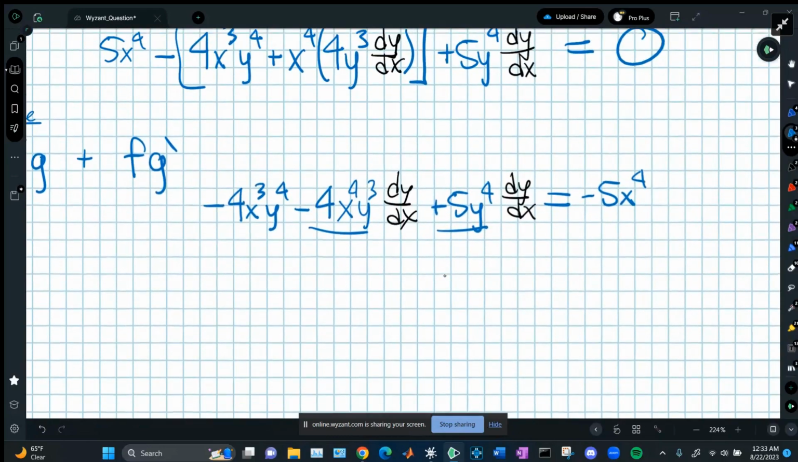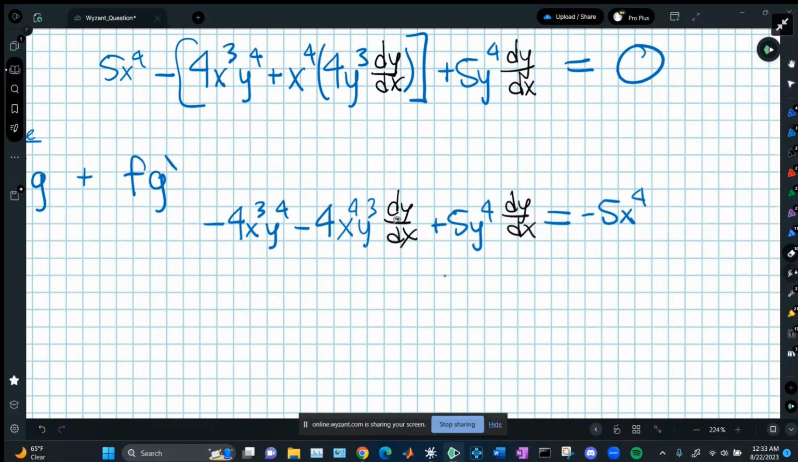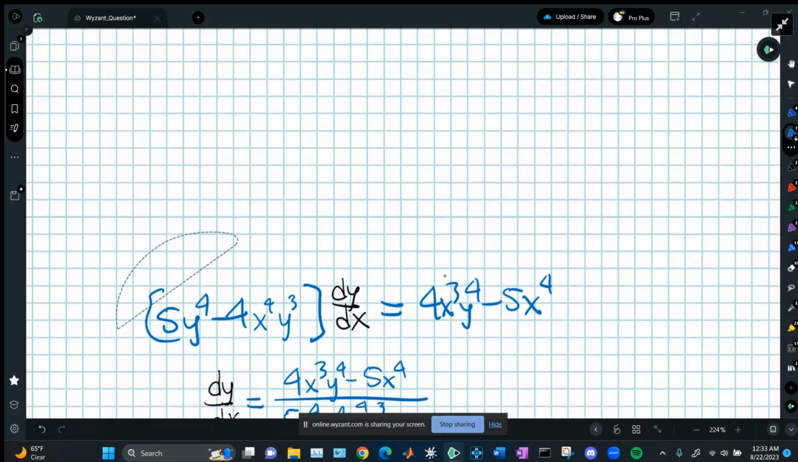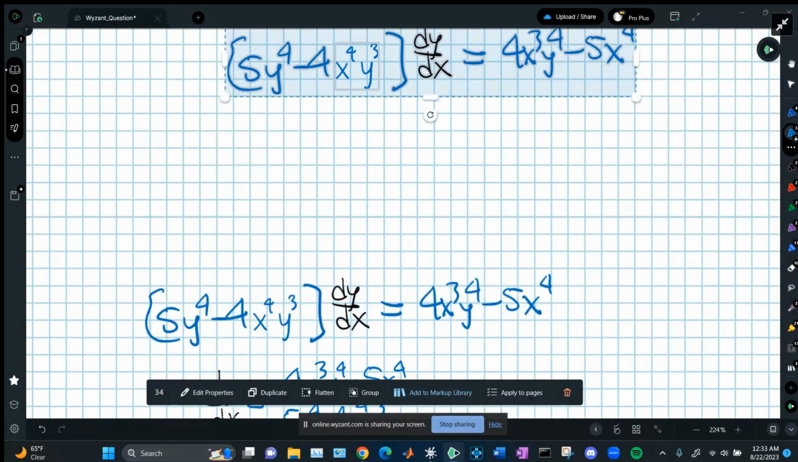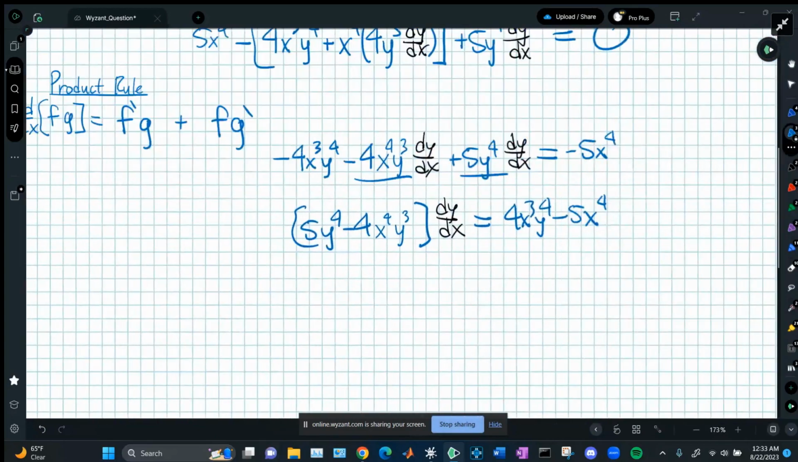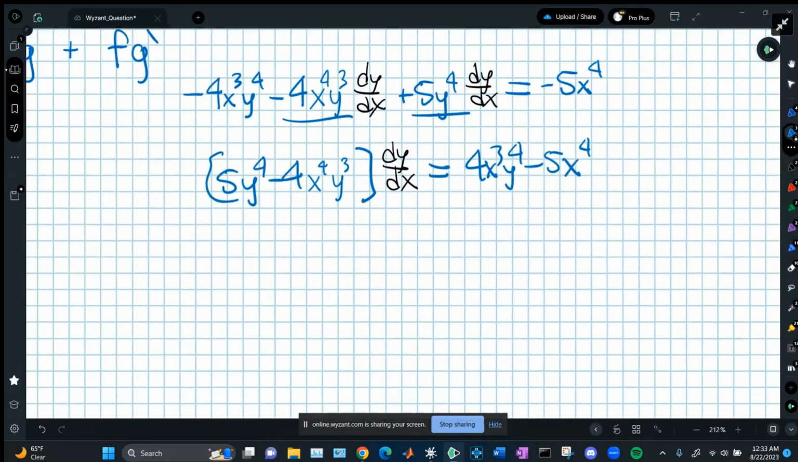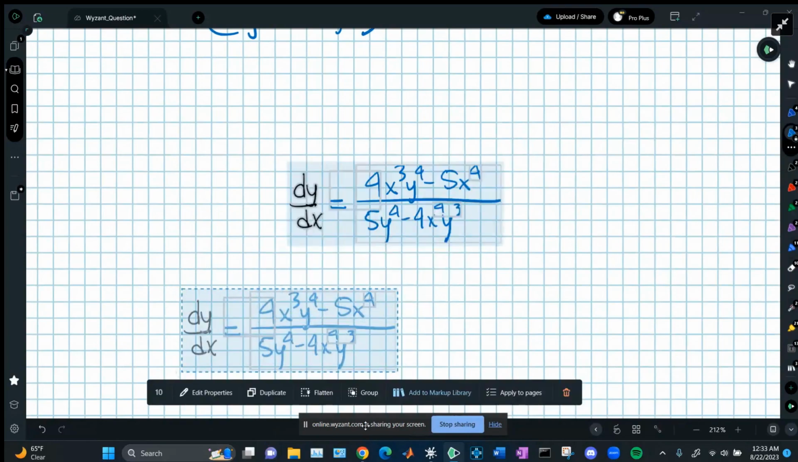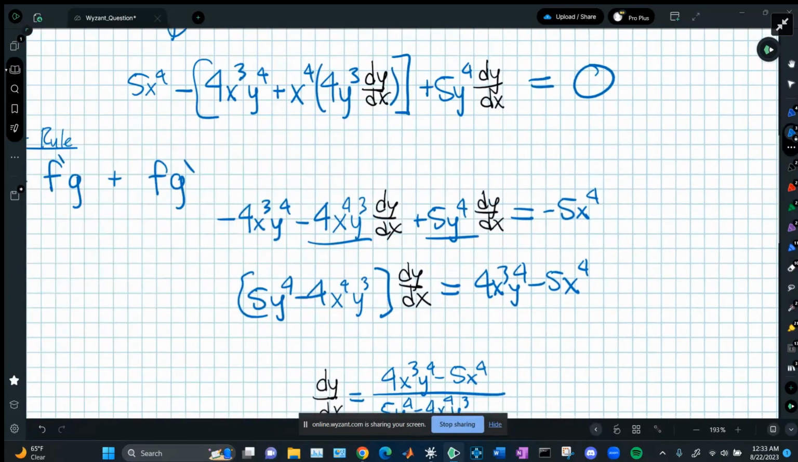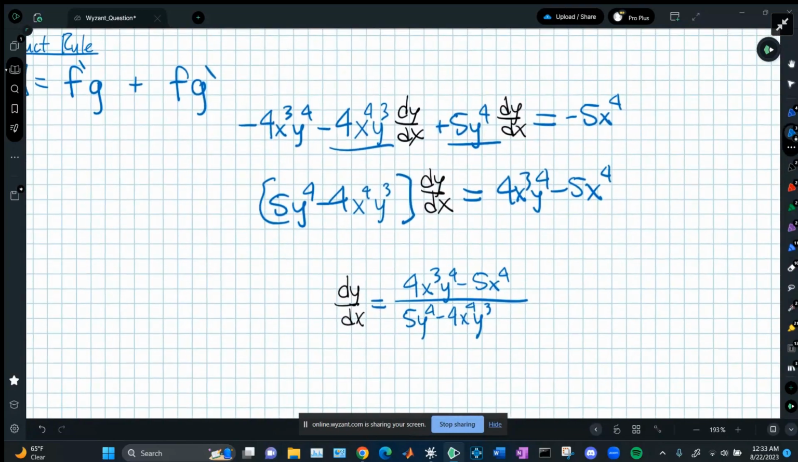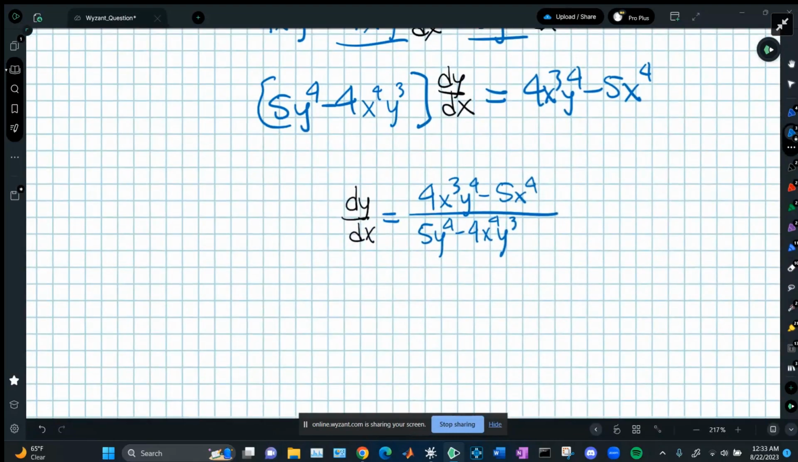Now the next step: these two right here are common terms in the sense that they're multiplied by dy over dx. So we're going to combine them, and at the same time, that has nothing to do with dy over dx, so I'll move it over. That next step is going to look something like this. Now that we have that, we can divide all of this to finally isolate dy over dx, and we will have this. You can go ahead and pause to check the work. I'm just trying to get through this as quickly as I can. So this is essentially our expression for dy over dx.